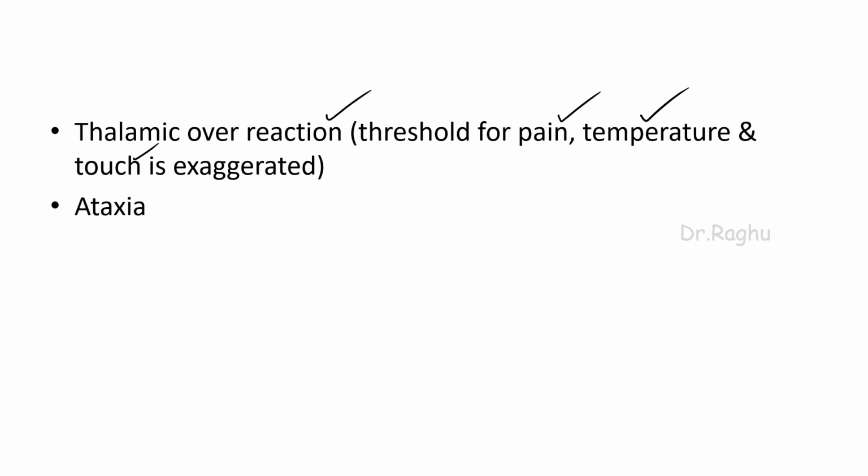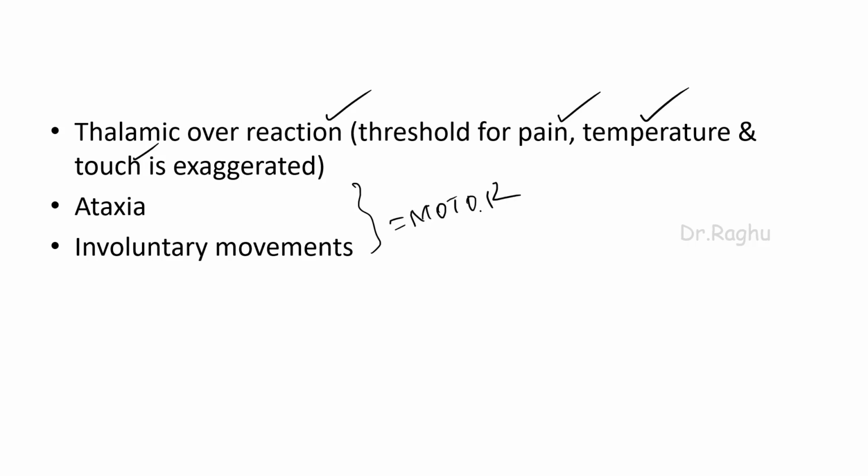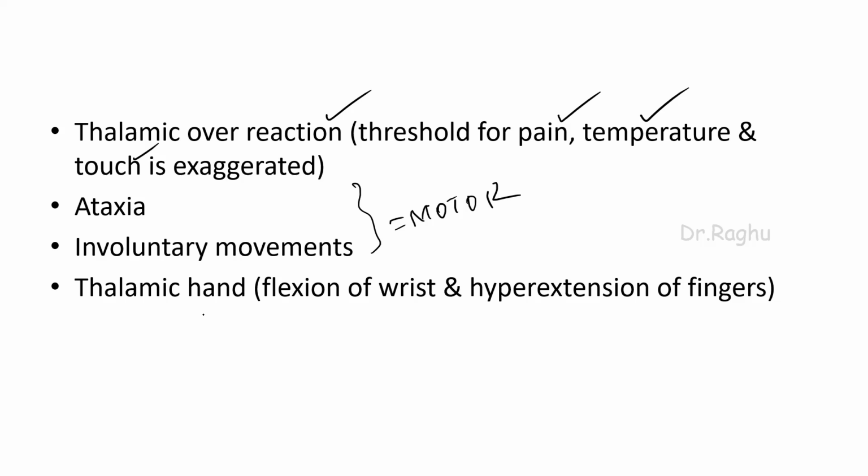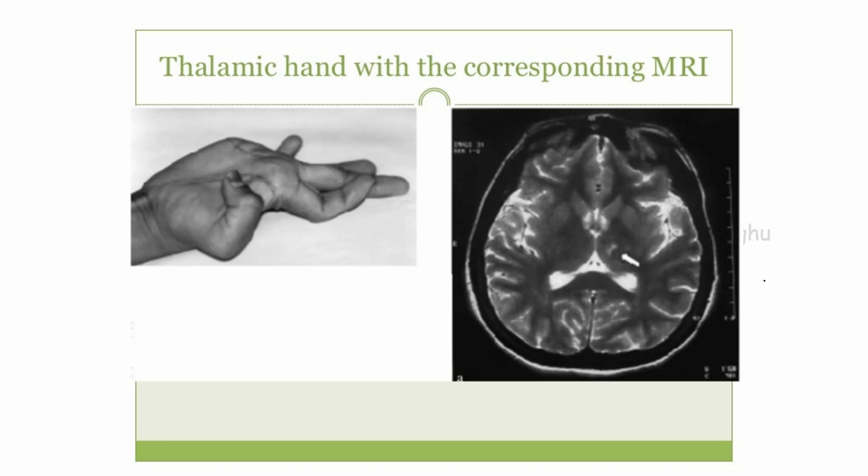There is also going to be ataxia, which can occur because of the loss of motor functions. There will be so many involuntary movements. So all these features are occurring because of the loss of the motor functions. And there is also going to be a peculiar feature which is called thalamic hand, wherein there is going to be a flexion of the wrist and hyperextension of the fingers. So it looks something like that, and this is the corresponding MRI showing the damage to the artery which supplies those parts of the thalamus. So, thalamic hand with the corresponding MRI.